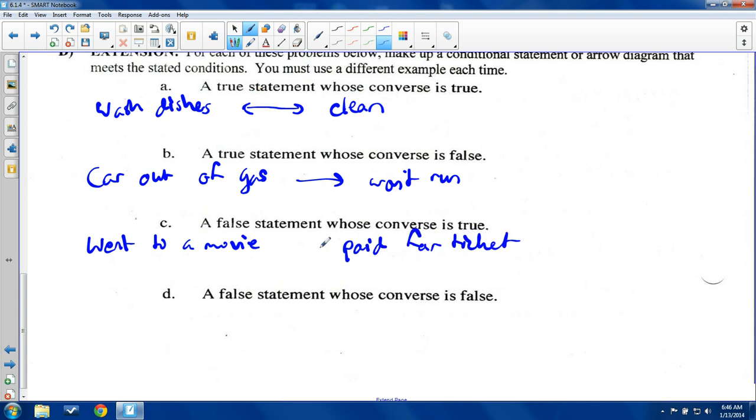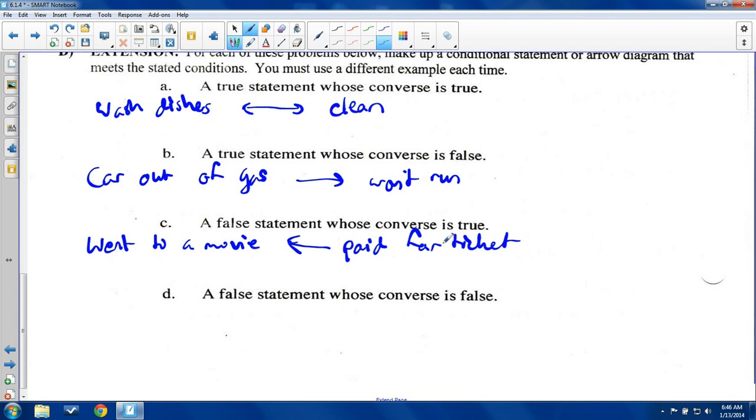Probably not. A friend could have bought it for you. You could have had a free pass. You could have won the ticket. You could have snuck in, right? If you went to a movie, that means you paid for the ticket. No, not necessarily true. However, and I'm going to make this assumption, this is normally what you do, unless you're buying it for your son or your daughter or something like that.